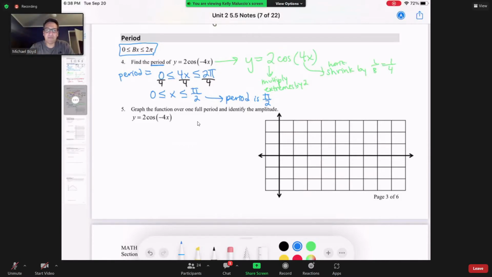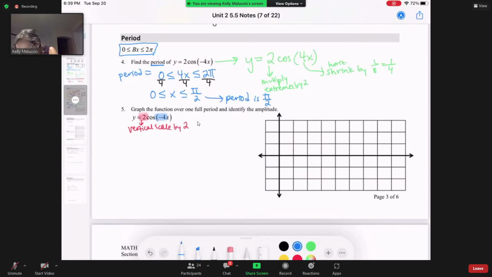So we want to graph the function over one full period and identify the amplitude. Okay, so now we have this function. We have a 2 in the front, and then our b is a -4. If we want to write out what these things are, we have a vertical scale by 2, right? That's this.